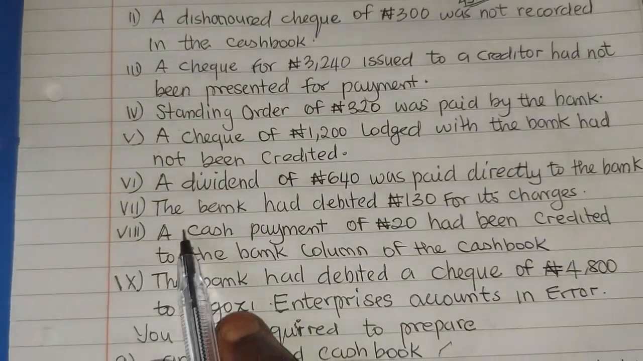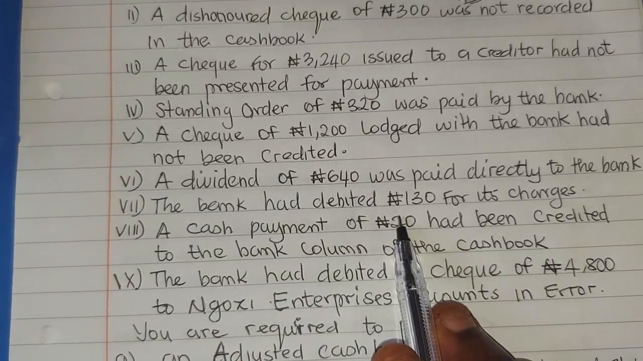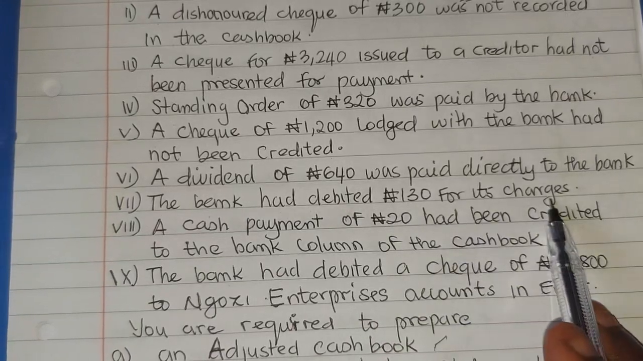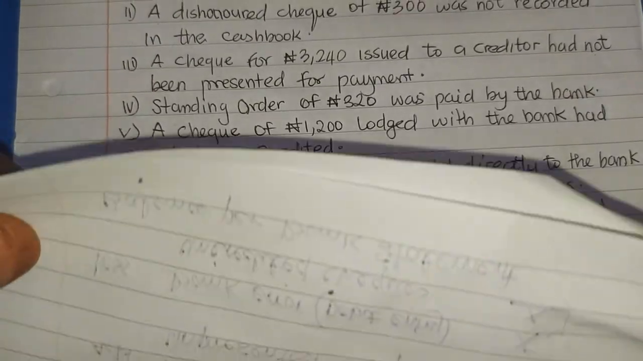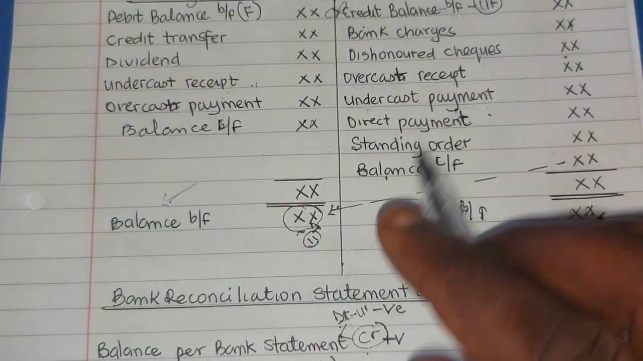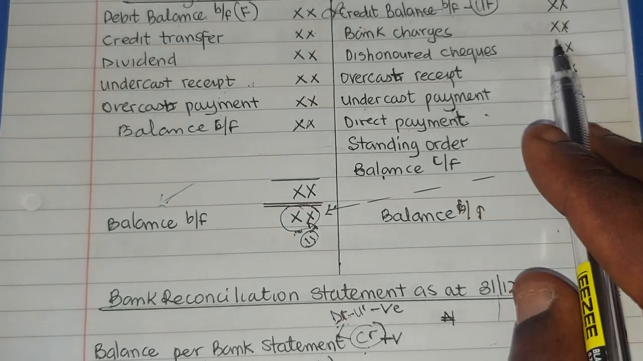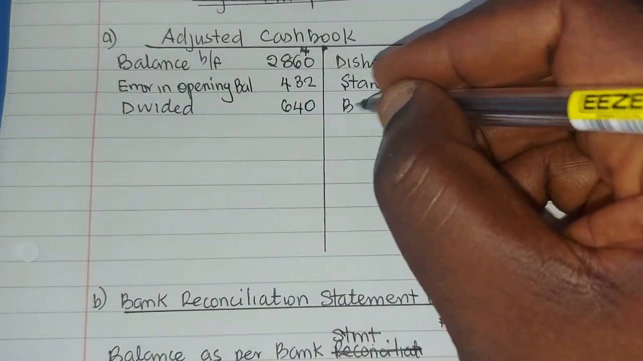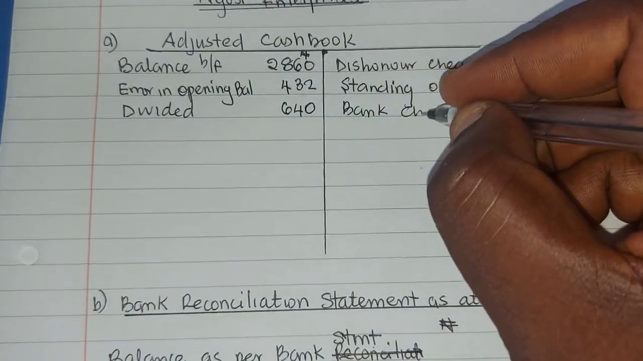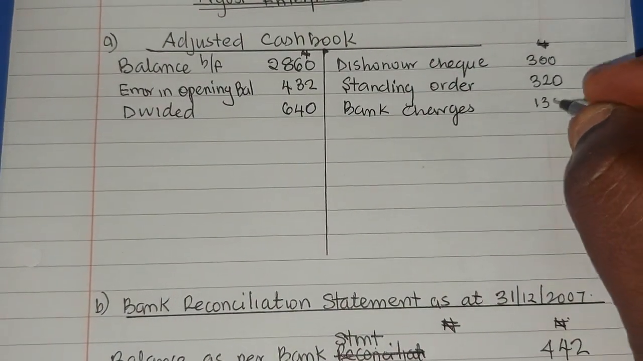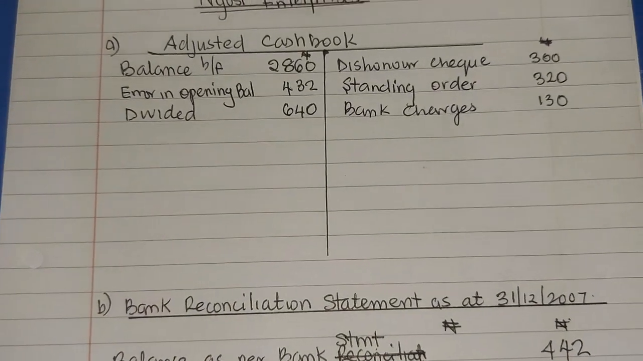Okay, then let's go to the next item. The next item is the bank had debited, take note of this, the bank had debited 130 for its charges. If the bank has debited without the customer knowing, that's what we call the bank charges. And where will bank charges come? Bank charges is on the credit side, on the payment side of the adjusted cash book. So let's come to the payment side. You write bank charges. And bank charges is how much? 130. Okay, 130.